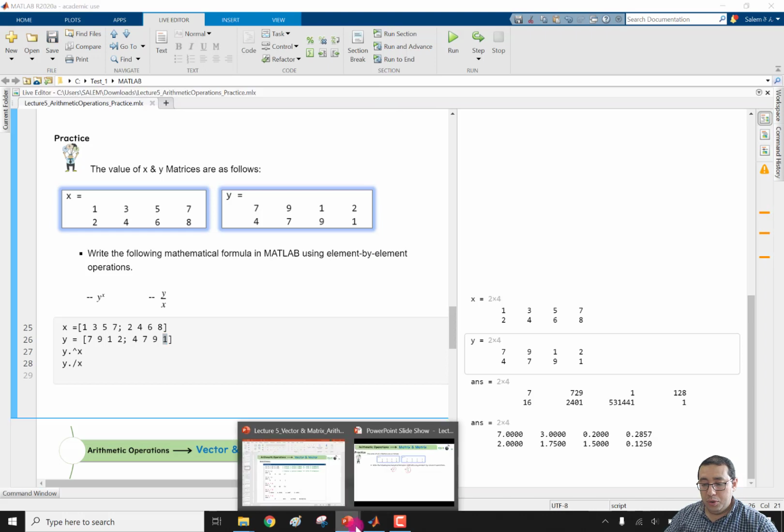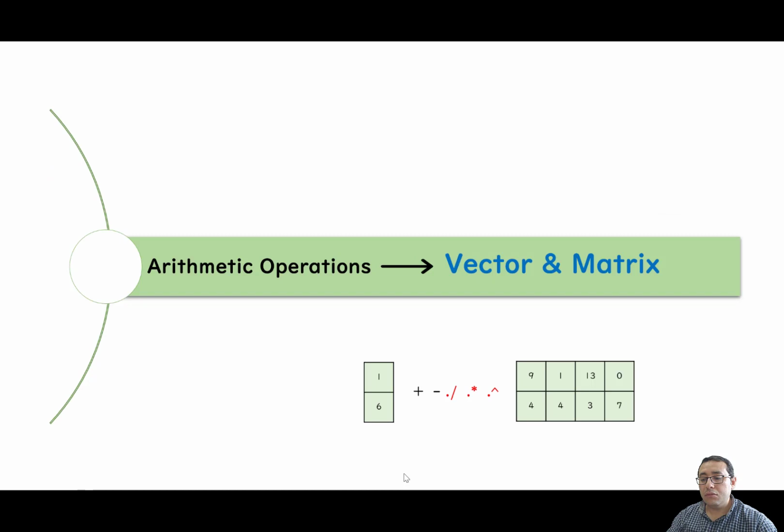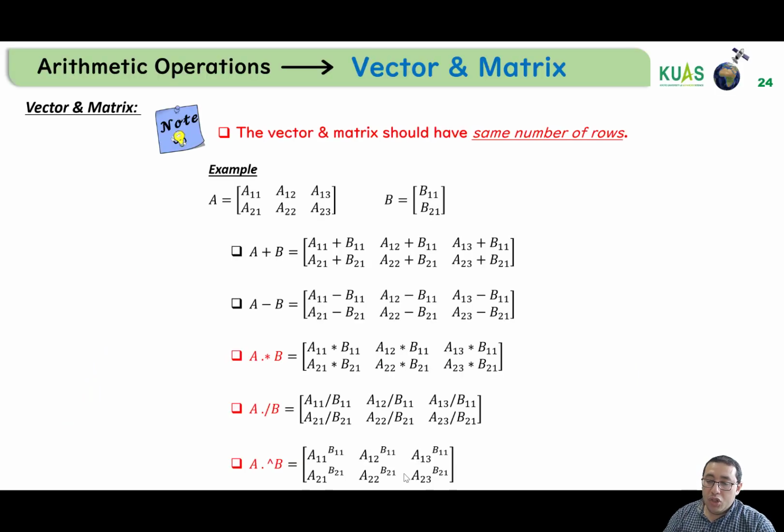Let's go to our presentation. This is the output. And this is the last section here. The last section is when we have a vector multiplied by a matrix. So we should have one condition here also. In the vector to vector case, we should have the same dimension. In the matrix to matrix case, we should have the same dimension. In the vector to matrix case, we should have the same number of rows.